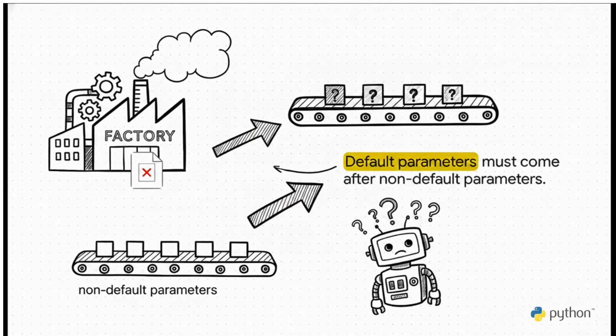Now you can also set up fallback values, which we call default parameters. But if you want to keep the factory running smoothly, there are a few strict rules. Rule number 1, your default parameters absolutely must come after your non-default parameters when you're defining the function. If you put them out of order, Python gets hopelessly confused about what argument is supposed to go where.